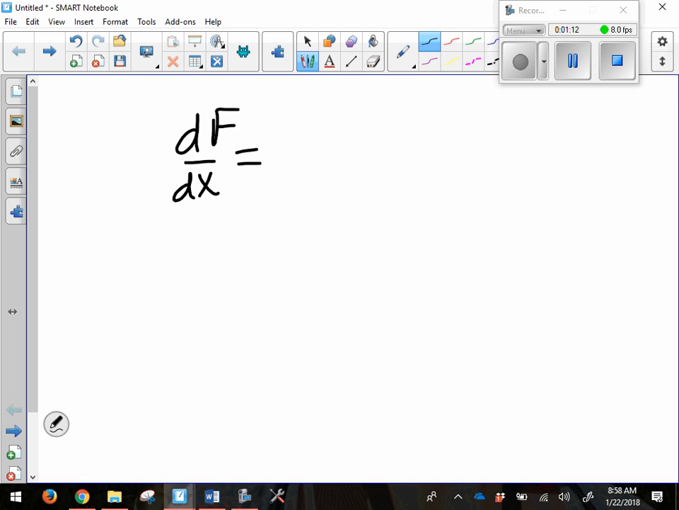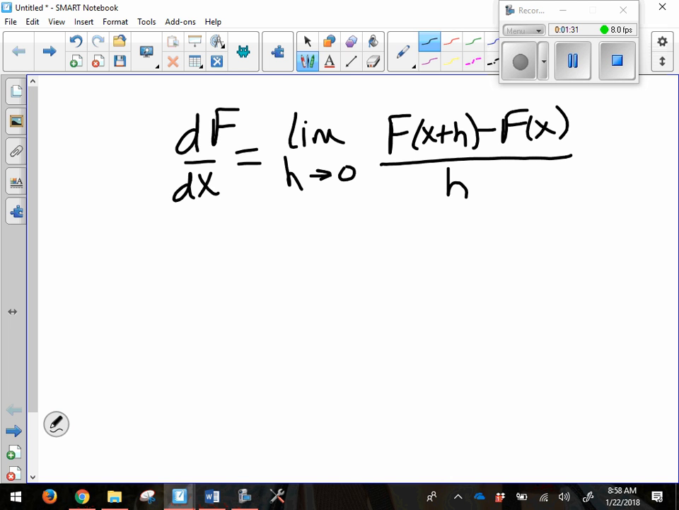Okay, we've talked a couple of times about how writing math and writing calculus is about writing a different language. So by definition, this is the limit as h goes to 0 of F of x plus h minus F of x all over h.